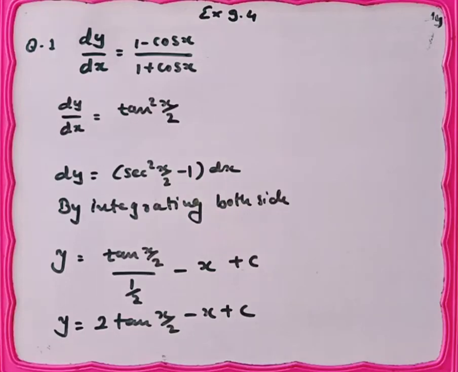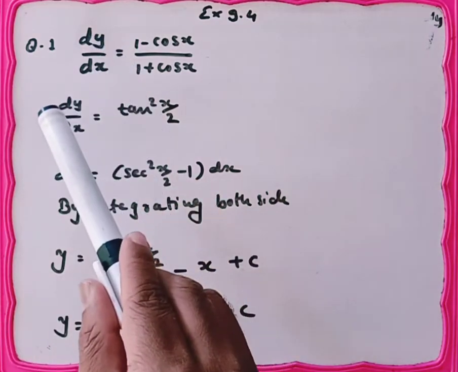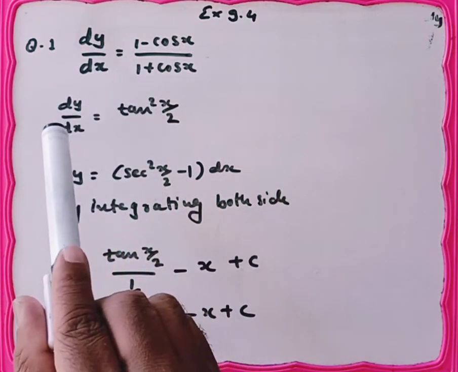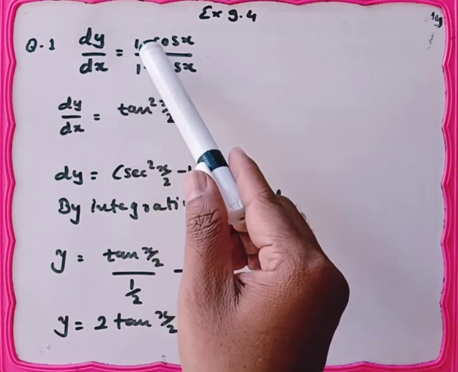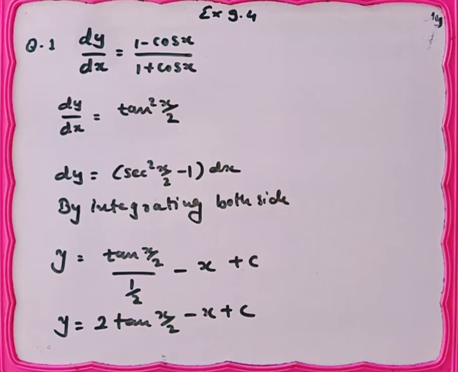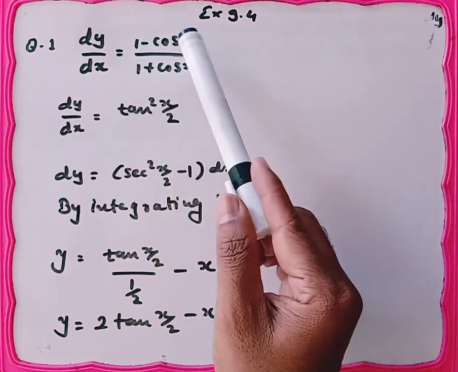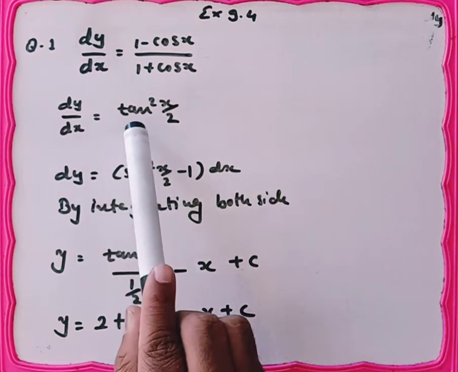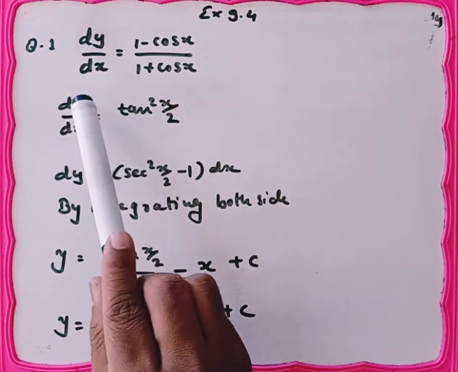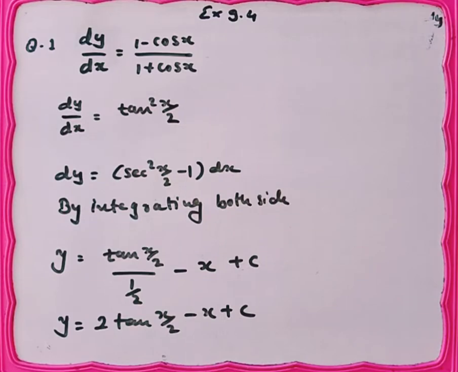Friends, today we will see the solution of exercise 9.4. Question 1 is given. Find the general solution for the given differential equation. In that first question, dy by dx equals (1 minus cos x) upon (1 plus cos x). So we know that (1 minus cos x) upon (1 plus cos x) is a trigonometric formula for tan square x by 2, and so we can write dy by dx equals tan square x by 2.